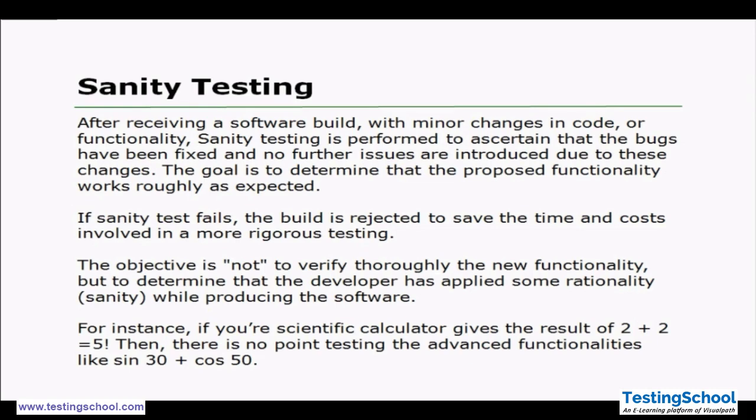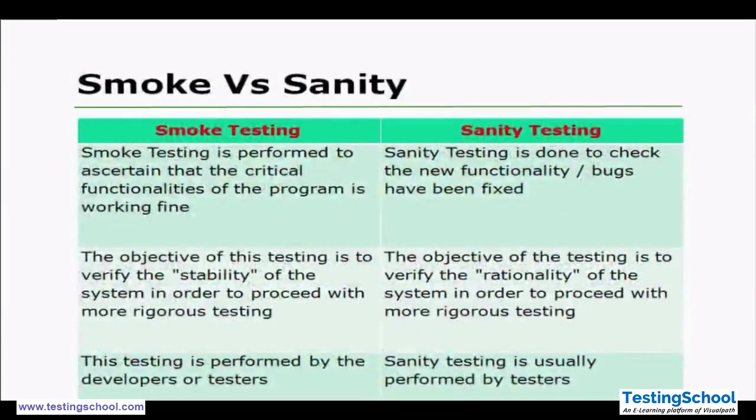The objective is not to verify the new functionality thoroughly, but to determine that the developers have applied some rationality while producing the software. For example, if a scientific calculator gives the result 2 plus 2 is equal to 5, then there is no point testing the advanced functionality like 30 plus cos 50. If a simple term is not working, you cannot test your complex functionalities. So let's look at the differences between smoke testing and sanity testing.